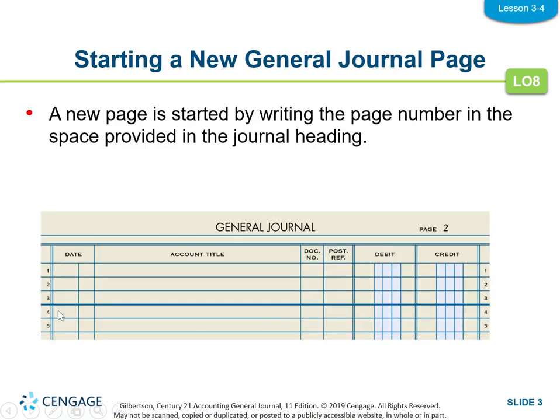When you go to the next page, you basically just write the new page number at the top of the page. You'll start the date over again, just like you did on the first line of the last page. You'll write the full date and go on with your transactions.